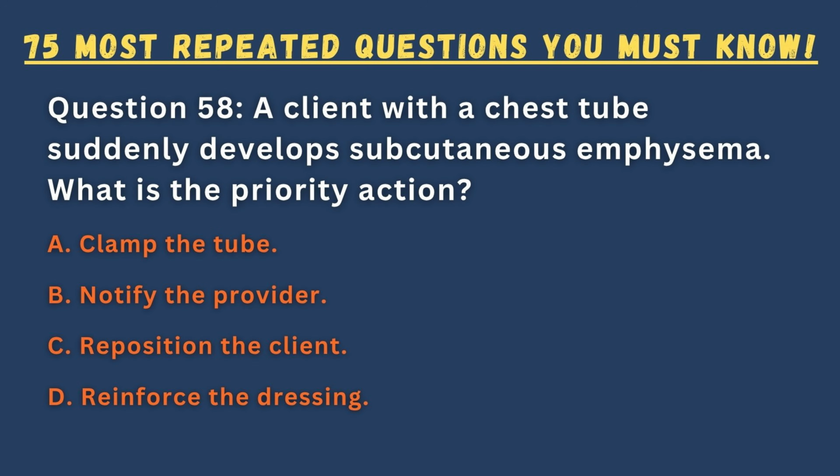Question 58. A client with a chest tube suddenly develops subcutaneous emphysema. What is the priority action? A. Clamp the tube. B. Notify the provider. C. Reposition the client. D. Reinforce the dressing.